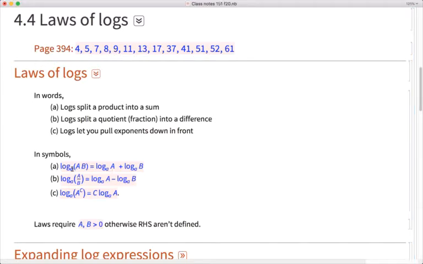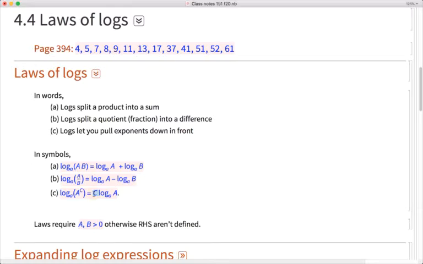So this is log, any base a. If you're taking the log of a product, the log will split that product apart into a sum: the log of the first thing plus the log of the second thing. Here's the log splitting apart a fraction or quotient. It splits it apart into a difference. And this is the one that's a little hard to say in words, but this is the log bringing an exponent out in front. The c here pops out in front of the log.